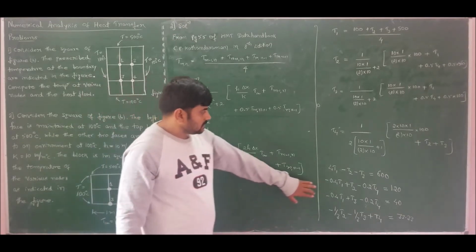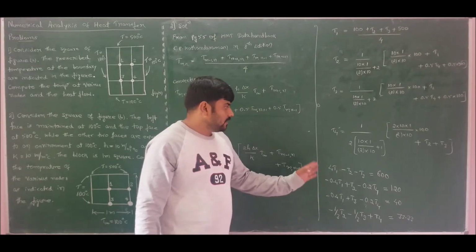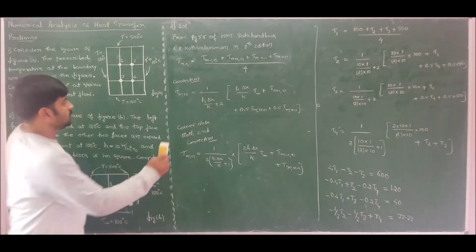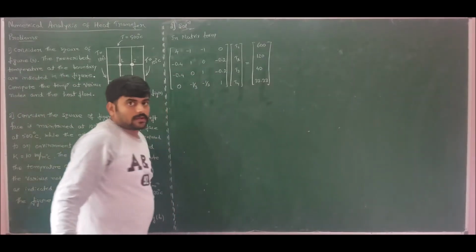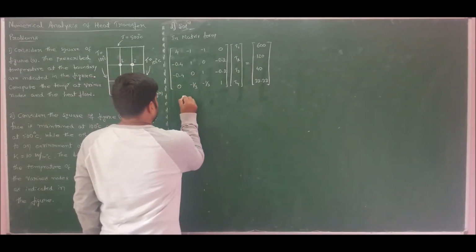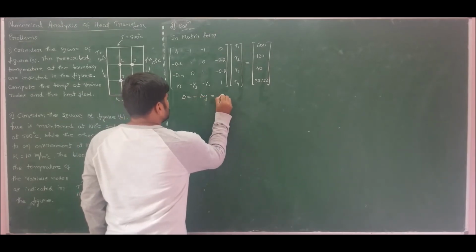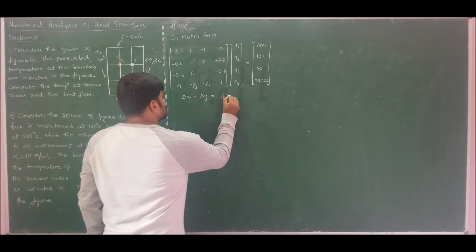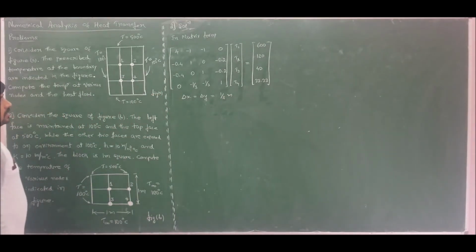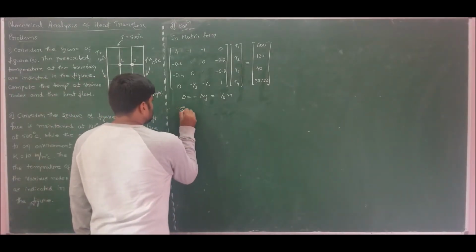Now I should solve this. I should make this in matrix form and solve that matrix to find the values of T1, T2, T3 and T4. Let us do that. Now this is what we have in matrix form. For which we already know delta x is equal to delta y is equal to 1 by 2 meters. It is 0.5. Now I want to solve this matrix. Let us go for the Gauss elimination method.